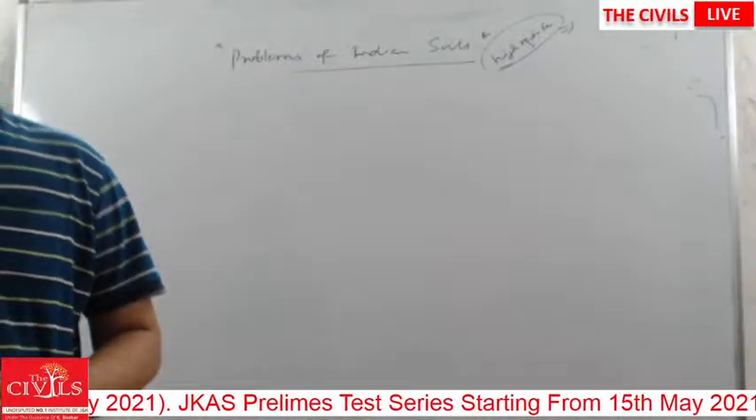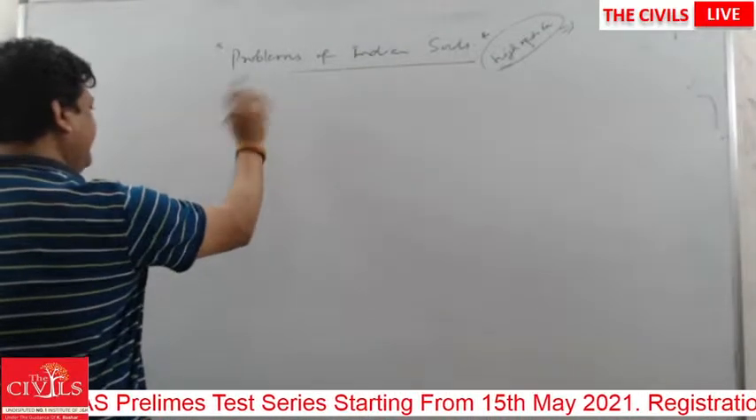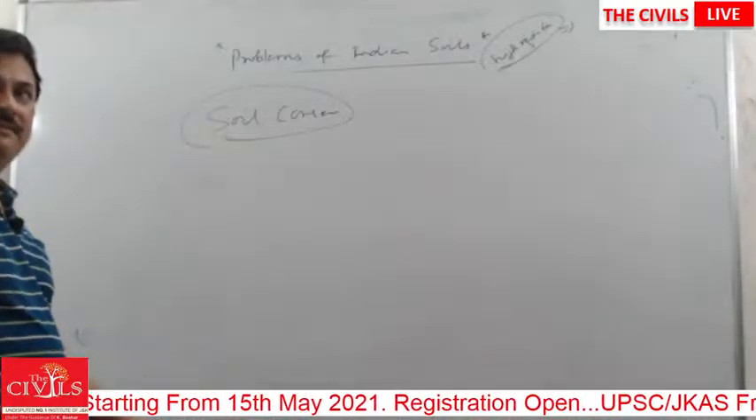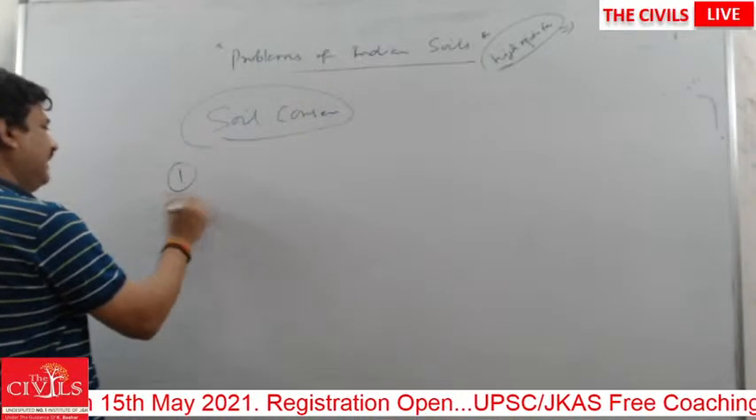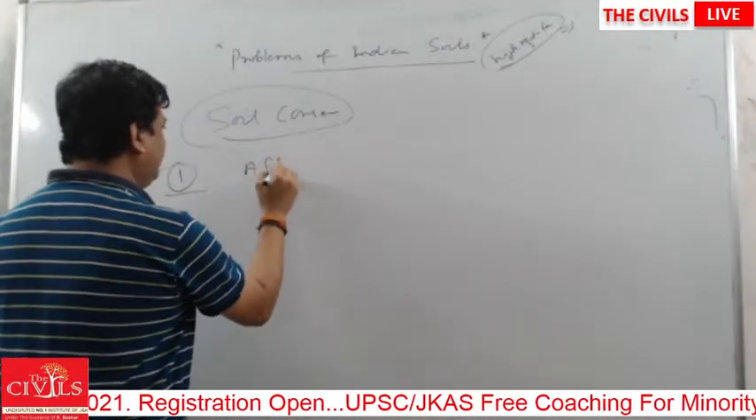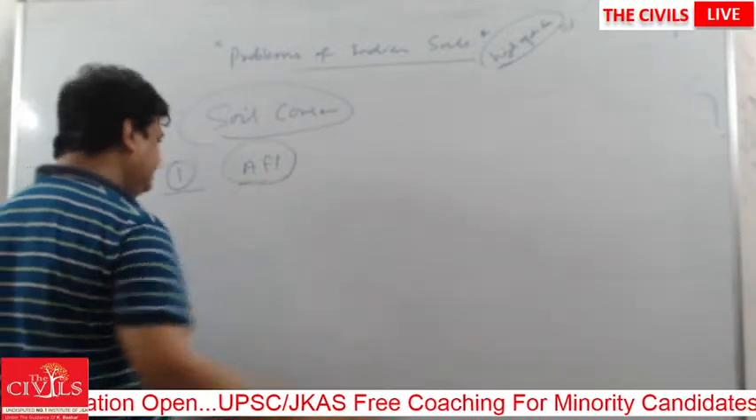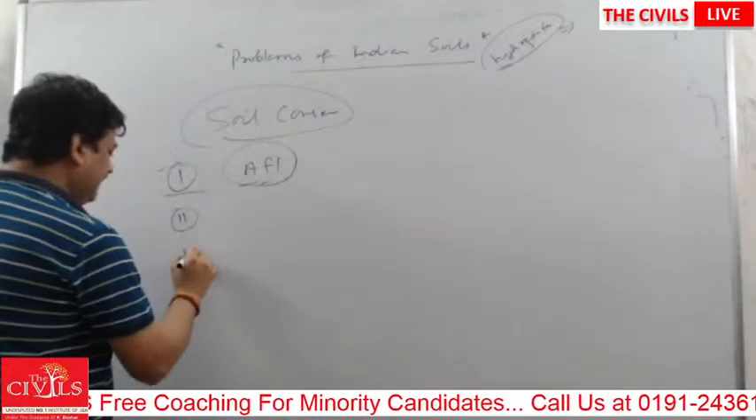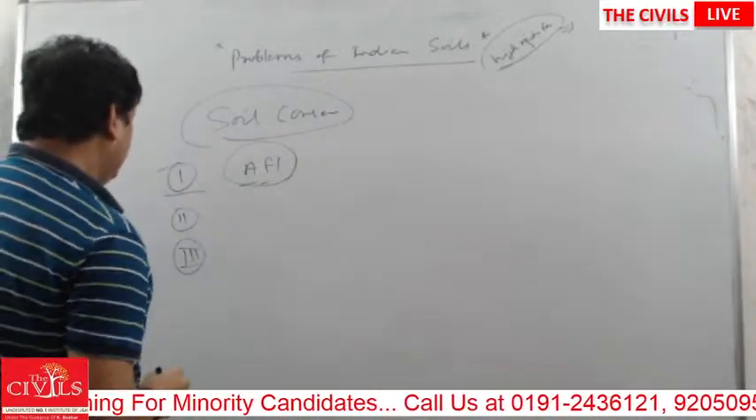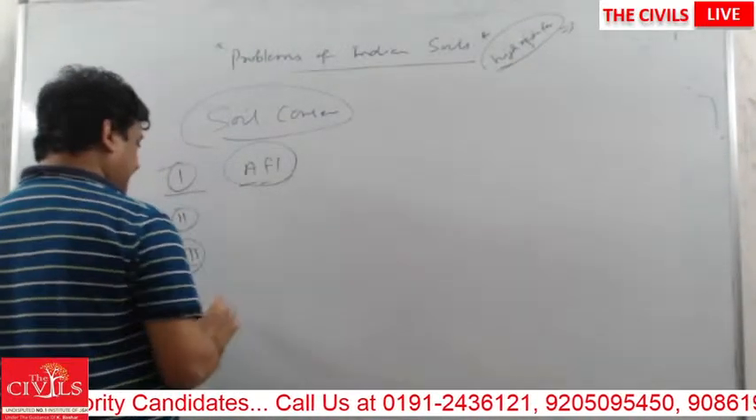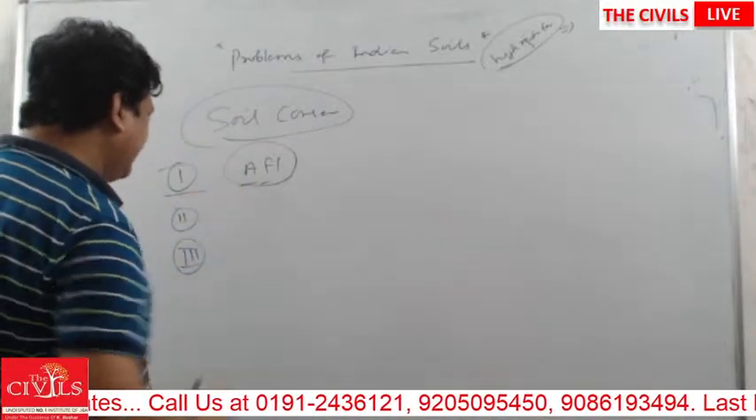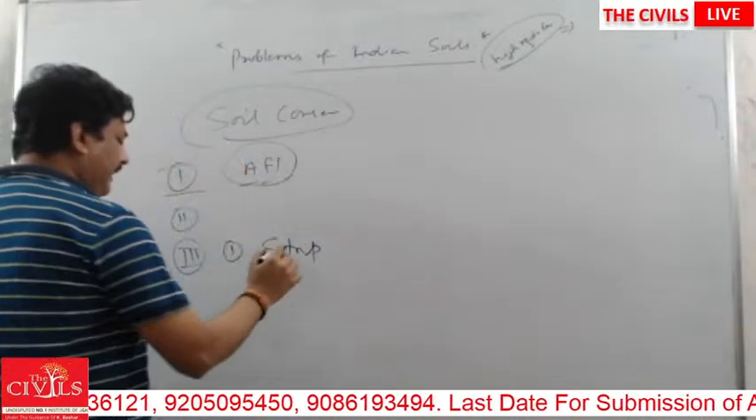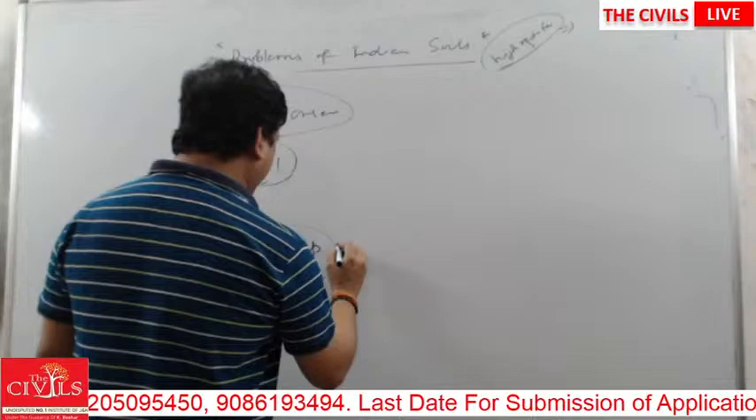Now, soil conservation methods. There is a need to conserve our soil. There are a lot of methods. The first method is afforestation, which means planting of trees. Second is controlled grazing. Third, to counter soil erosion, a lot of methods are used. The first is strip farming, or strip cropping.